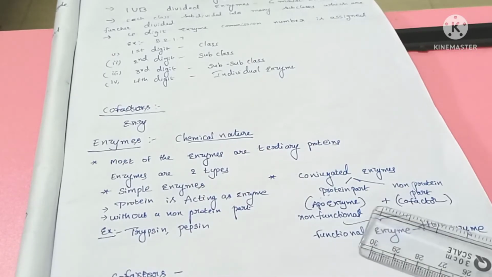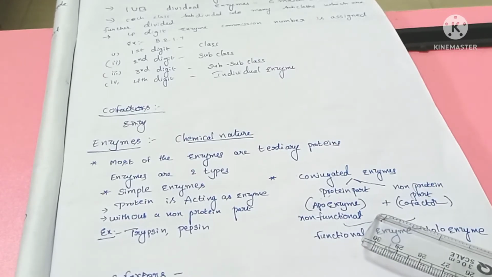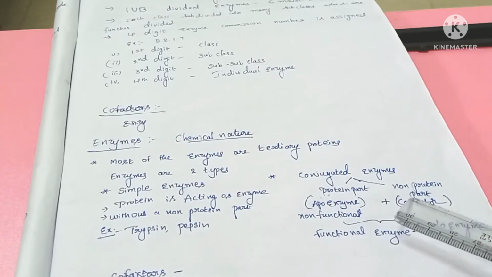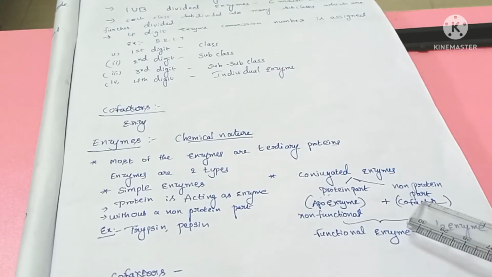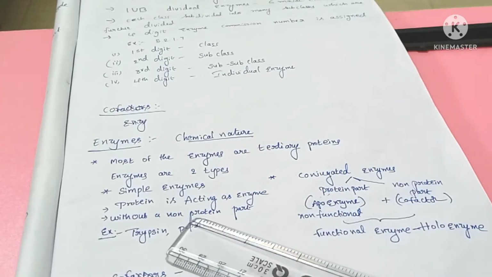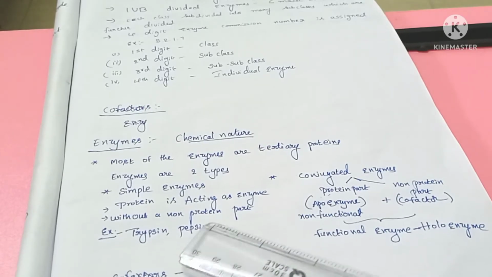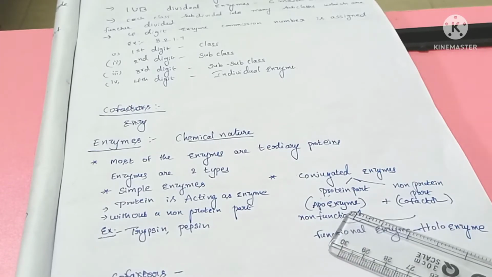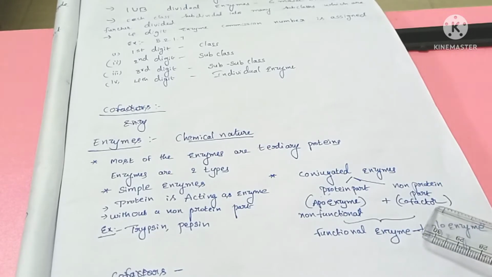And what are conjugated enzymes? Here there is a protein part, and in addition to the protein part, there is also a non-protein part. If both the protein part and non-protein part are present, that is called a conjugated enzyme. In simple enzymes, only the protein part is present and it acts as the enzyme. The protein part of a conjugated enzyme is called the apoenzyme, and the non-protein part is called the cofactor.